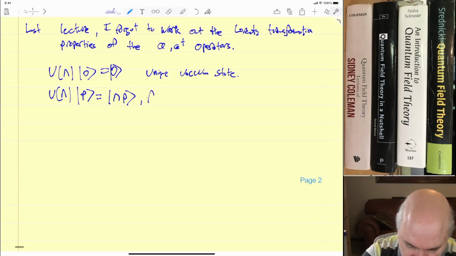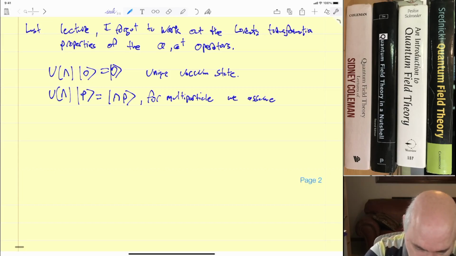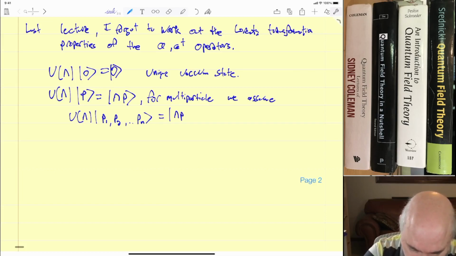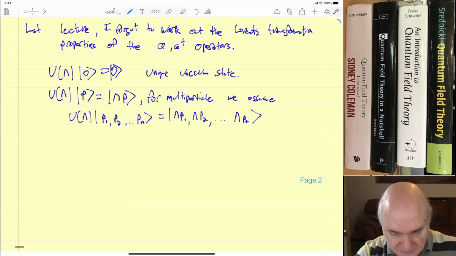And for multi-particle states, we assume an obvious thing. Now we would have U of lambda acting on a state which has many particles with various momenta. And this would just be lambda acting on p1, and lambda acting on p2, and lambda on pn. So nothing unusual going on here.